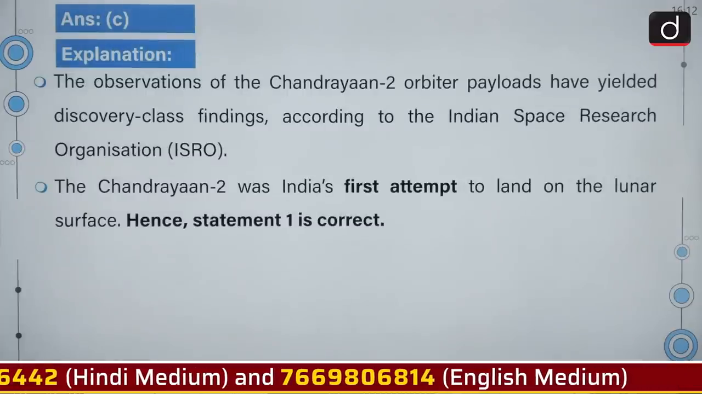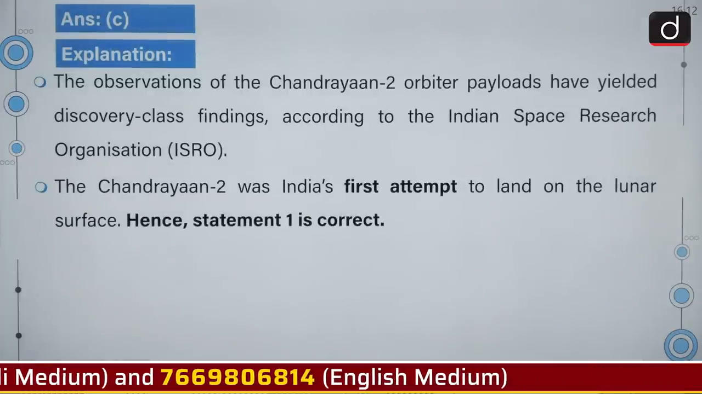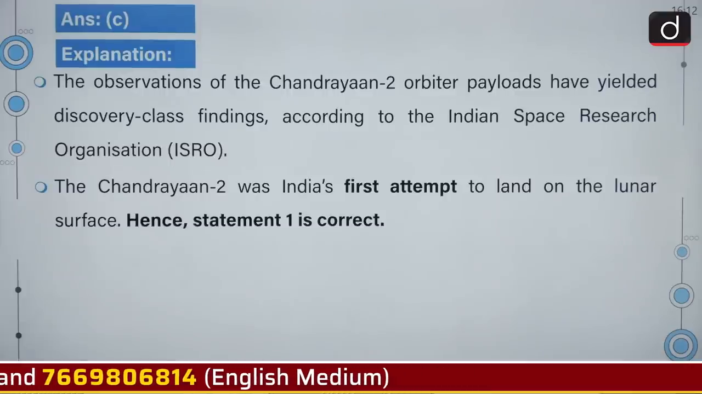The observations of the Chandrayaan 2 orbiter payloads have yielded discovery class findings according to the Indian Space Research Organization.